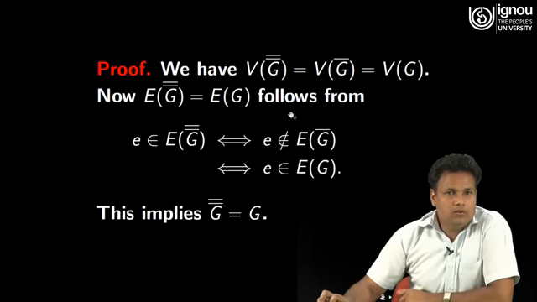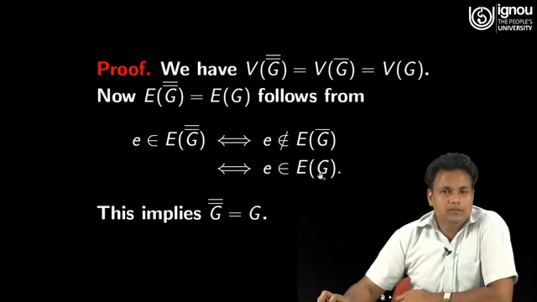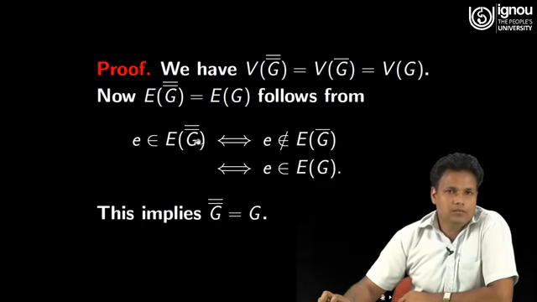This follows very easily from the following argument. You just pick any edge e in G double bar, then e is not present in G bar, and hence e must be present in G. Similarly, you can go backward. If you just take any edge e in G, then e would not be in G bar, and hence e would be in G double bar. So, this shows that the edge set of G double bar is equal to the edge set of G. Thus, G double bar is nothing but the graph G itself.